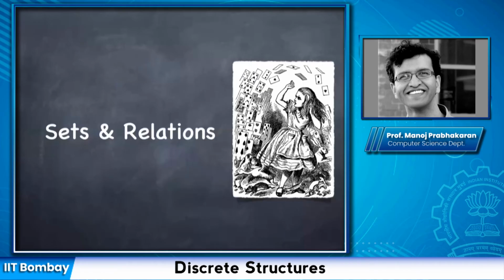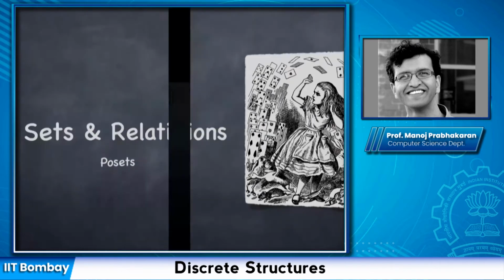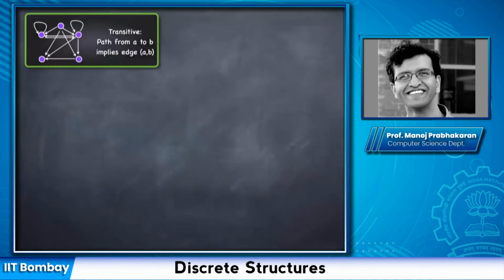Today I'll talk about a very useful class of relations called partial orders, or posets, which stand for partially ordered sets. Let me start by reminding you of something we already talked about, namely transitive relations. These are relations where if A is related to B and B is related to C, then A is related to C.